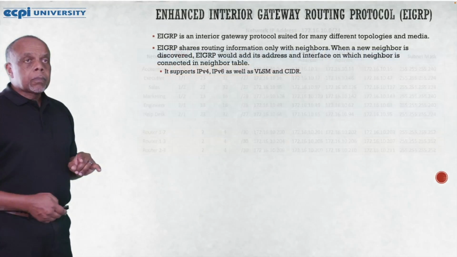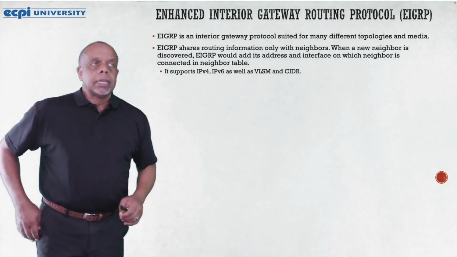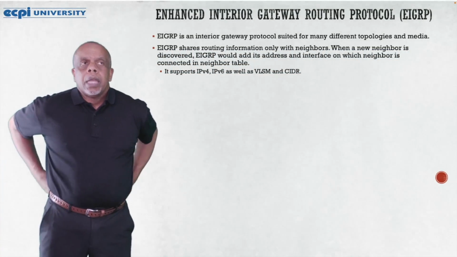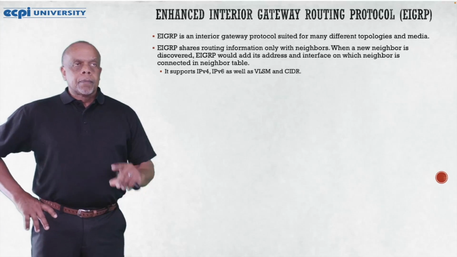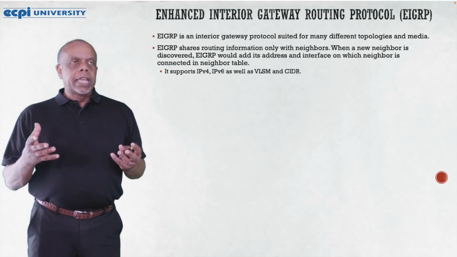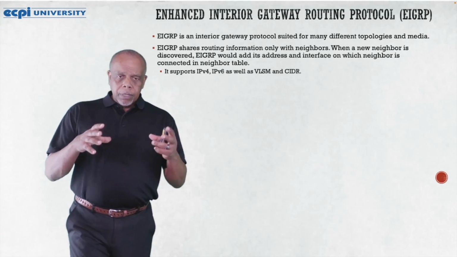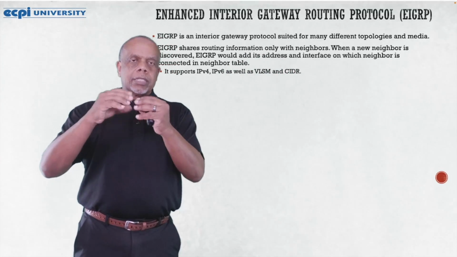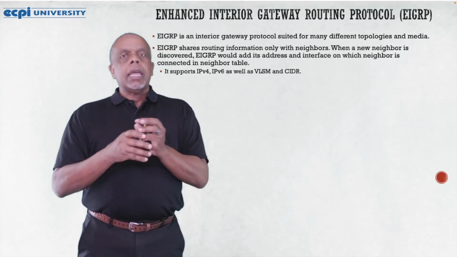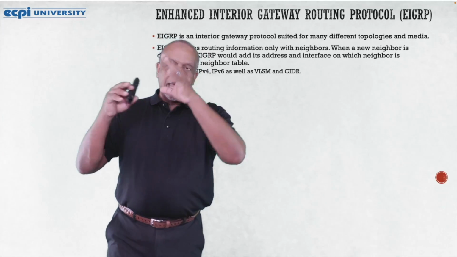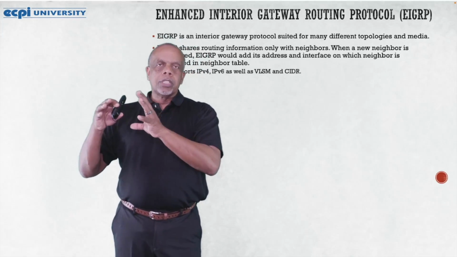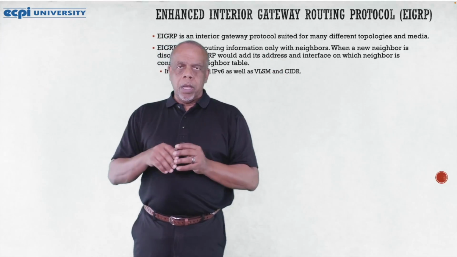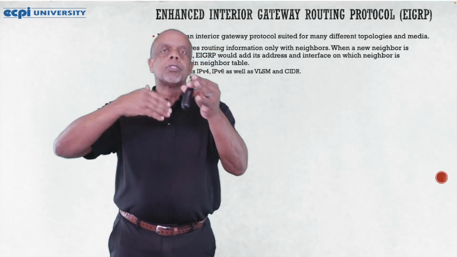Okay, so let's talk about the Enhanced Interior Gateway Routing Protocol for a second. The reason they call it an Interior Gateway Protocol is that when we think about large networks, this is one that's on the interior of our network. It's not one that's talking from one of the large networks to another large network. We have other protocols that do that.